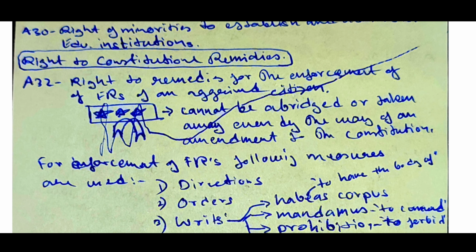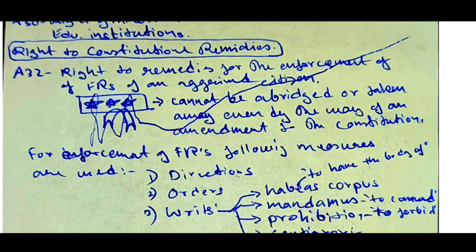Next is the right to constitutional remedies. This is the last fundamental right, under Article 32, which provides the right to remedy for the enforcement of fundamental rights of an aggrieved citizen. According to Dr. B.R. Ambedkar, Article 32 is the most important article in the Constitution, and this is so because it cannot be abridged or taken away even by way of amendment of the Constitution. Because of this, it takes the status of the most significant article in the Constitution.